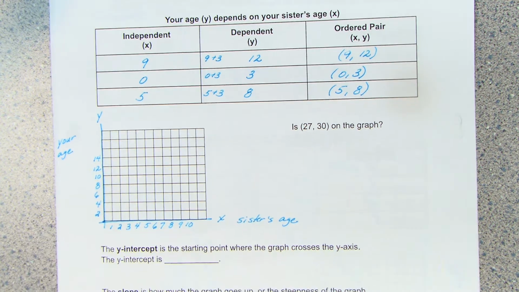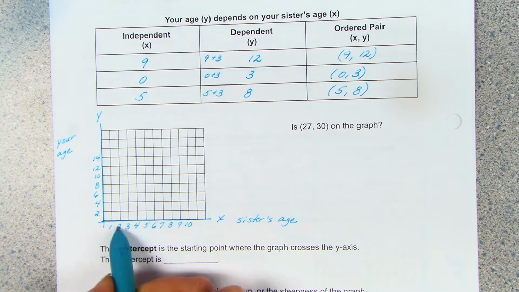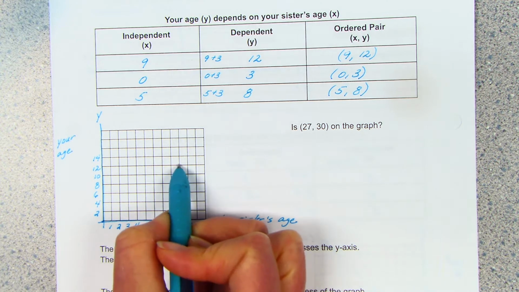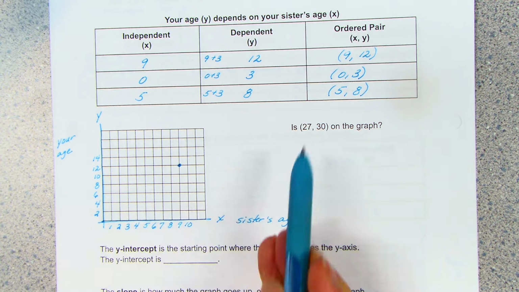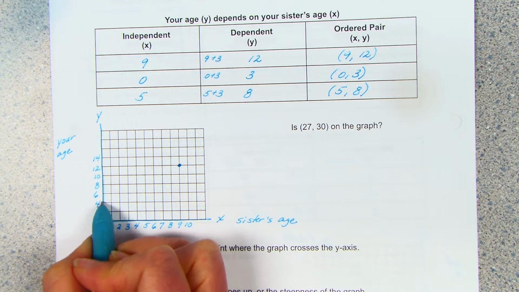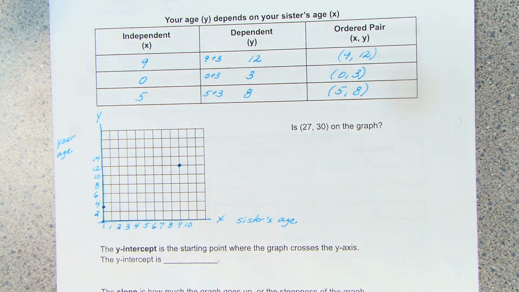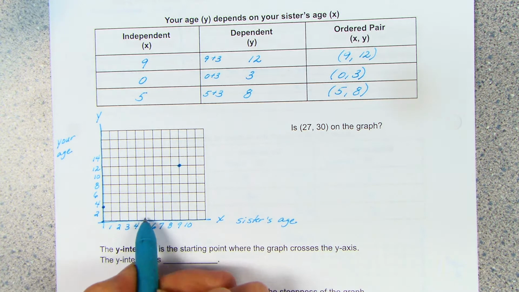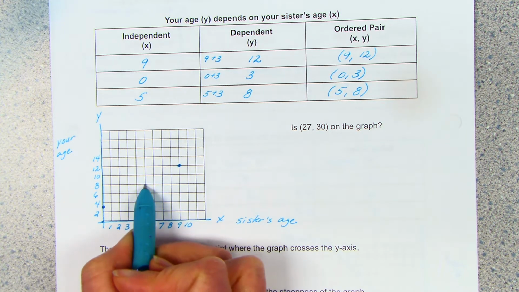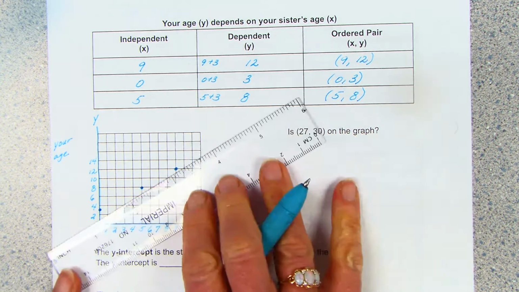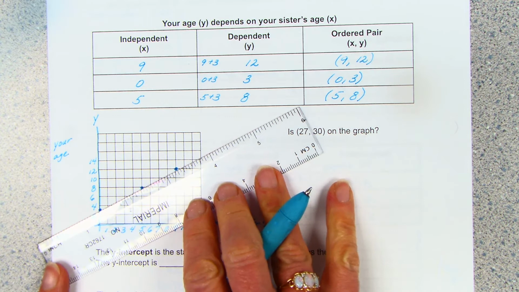Okay. And then we can plot our points and go over on the x to 9 and then up to 12. And put a dot. And over to 0 and up to 3. And I don't have a 3 written on my graph, but I know that 3 is halfway between 2 and 4. So put it right there on the y-axis. And 5, 8, over to 5, and up to 8. And if we have plotted our points correctly, they should make a nice straight line.